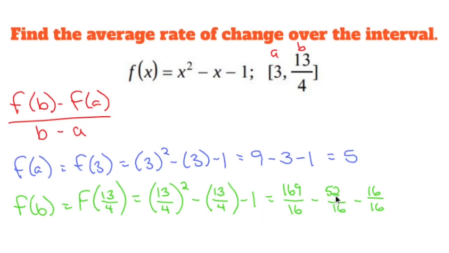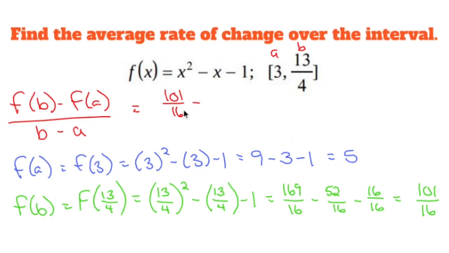169 minus 52 is 117. 117 is 101, my favorite amount of Dalmatians. Look at that. 101 over 16, that's f of b. Let's plug stuff in. So f of b ended up being 101 over 16 minus f of a, which ended up being 5. Let's do this.